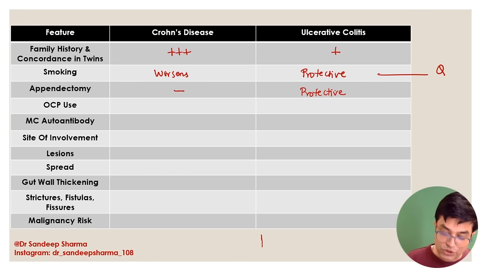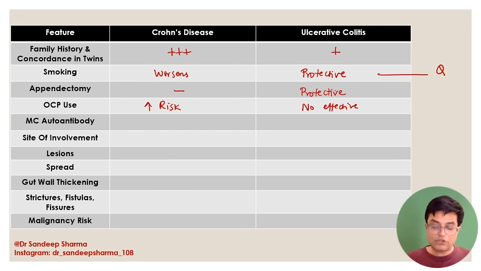So it has a protective effect on ulcerative colitis. OCP use increases the risk of Crohn's disease, but there is no effect on ulcerative colitis. So OCP use increases the risk of which type of IBD? It increases the risk of Crohn's disease in the patient. Then what is the most common type of autoantibody? It is anti-Saccharomyces cerevisiae antibody called as ASCA, positivity seen in Crohn's disease. On the other hand, P-ANCA positivity is more commonly seen in patients with ulcerative colitis.